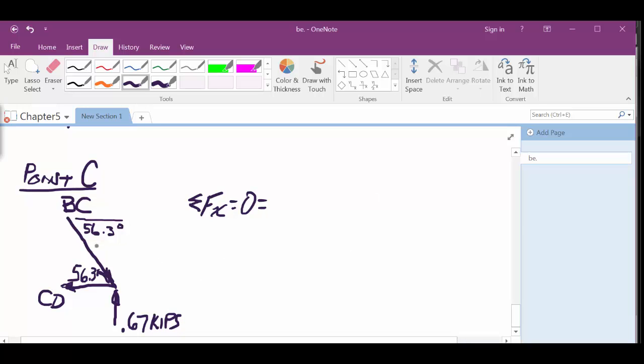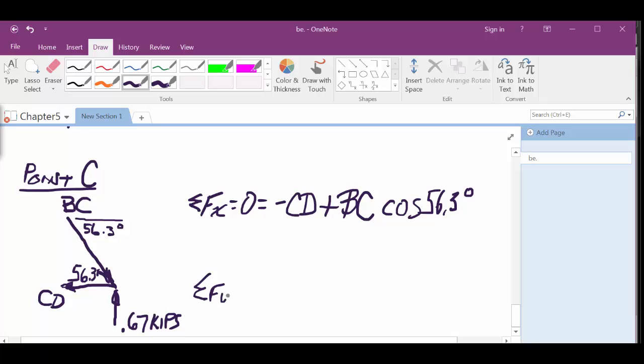So what are we listing here? Well, let's see. We've got CD going to the left, so that's a negative, right? CD plus BC going to the right, cosine of 56.3, right? Oh, two unknowns. Hate when that happens. Can't solve for that one, can I? So I come down here, I leave some space. I come down here and I do summation of the forces in the Y equals 0.